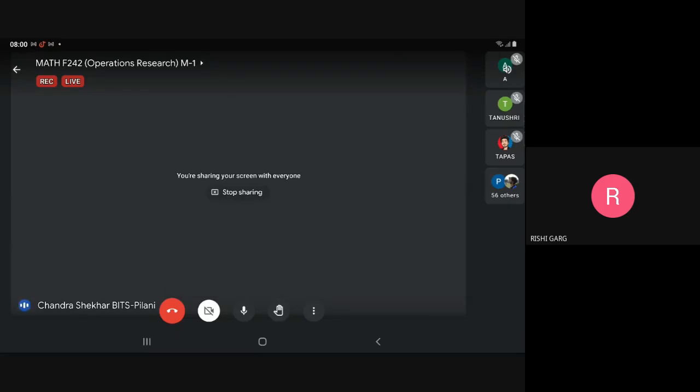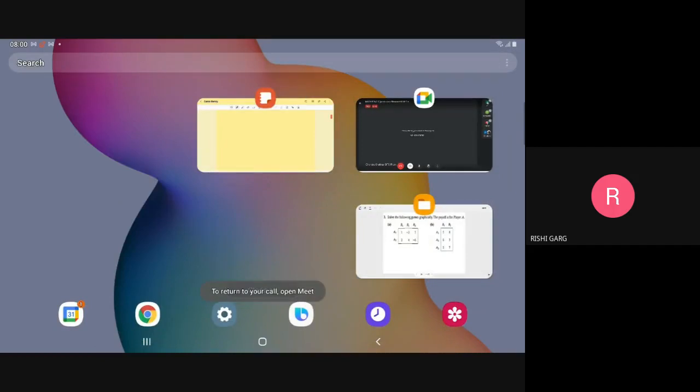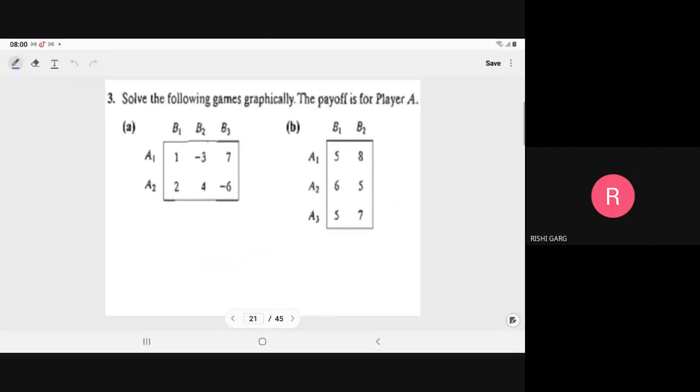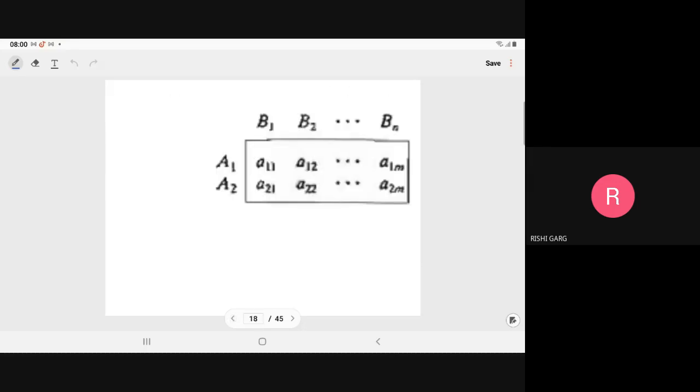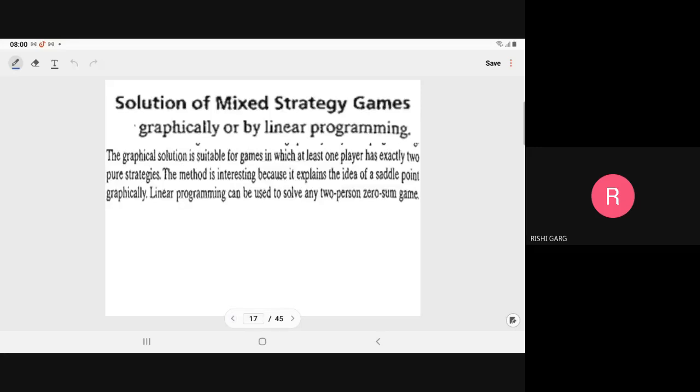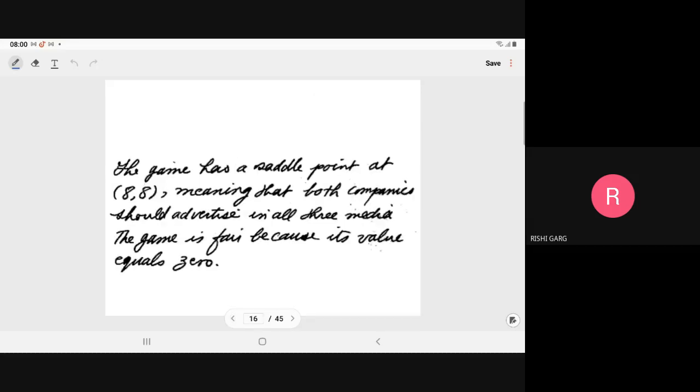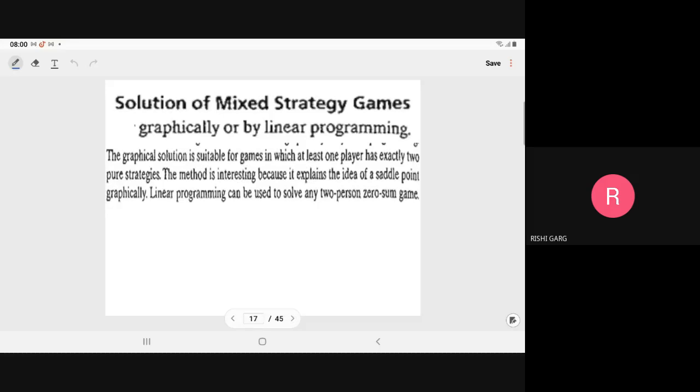So, good morning, students. Before starting the quiz, let us have some lecture on the game theory. Last time I have given you an idea about the game problem, two-person zero-sum game. In continuation of that, the solution of the mixed strategy. Last time I have given you an idea about the pure strategy game problem.